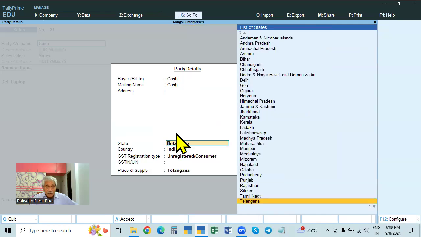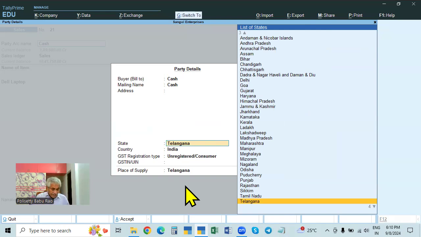Because for cash there will be no registration, you don't know whether it is a dealer or a consumer. That is why it will take unregistered or consumer. It will take unregistered as well as the same state, intrastate only.